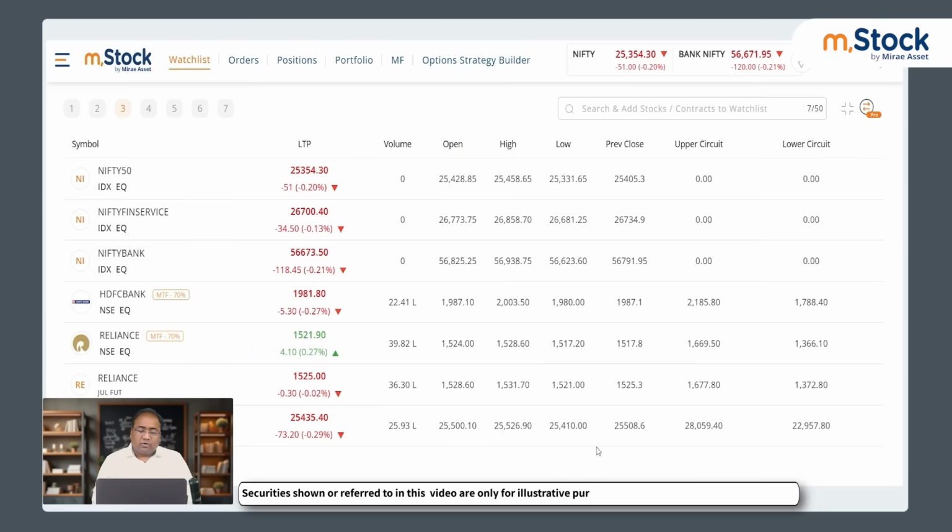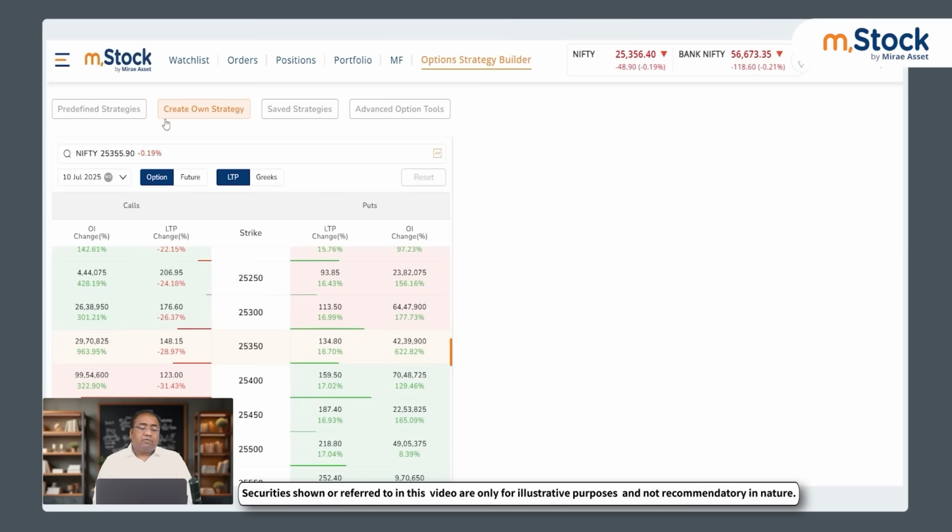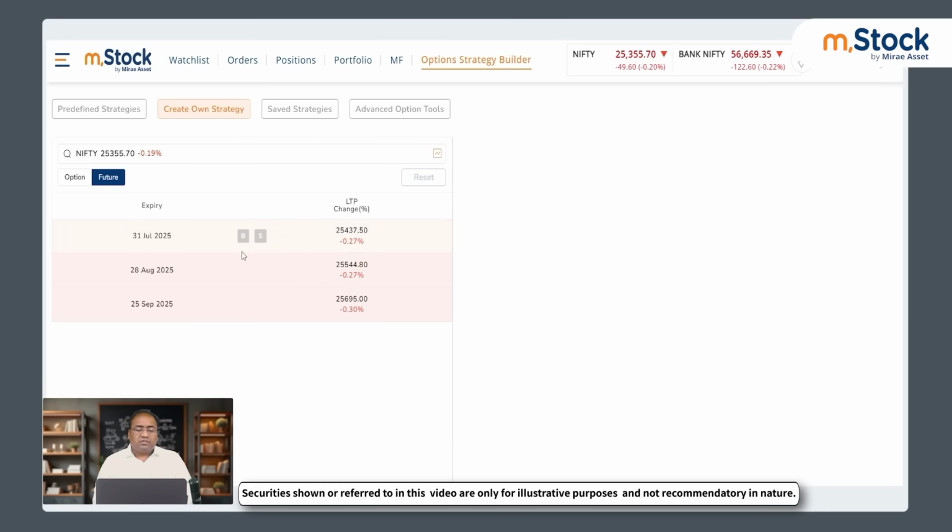So let's move to the screen and let's see how it works. Okay, as we discussed, this is the Nifty future and the Nifty July future. Now I have come to the option strategy builder, and we have come to create our own strategy. Option strategies we will discuss in a later part of this series, but right now let's see. So we have Nifty over here. I'll click futures. The moment I click futures, you can see we have contracts of 31st July, 28th August and 25th September. It means 3 contracts are open at this point of time.